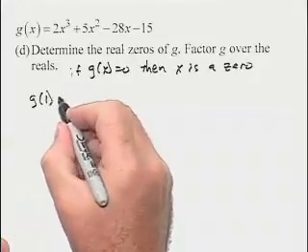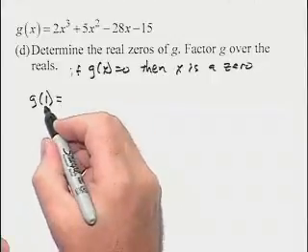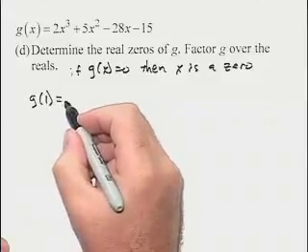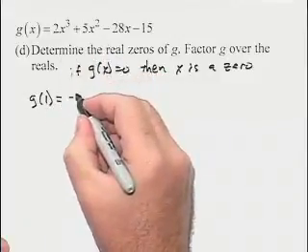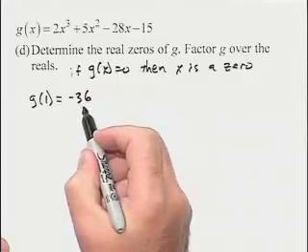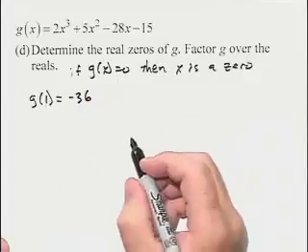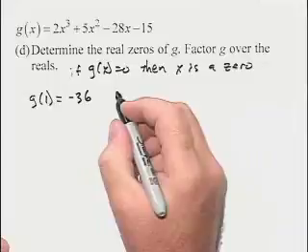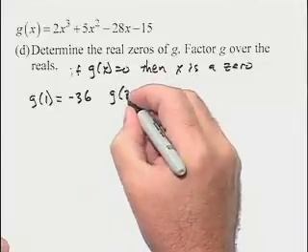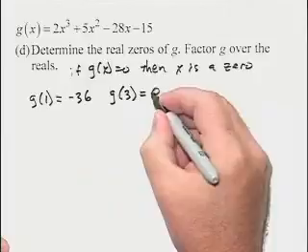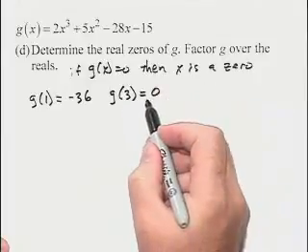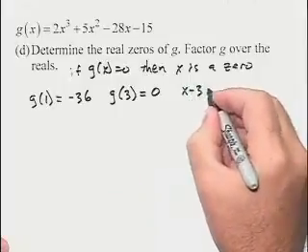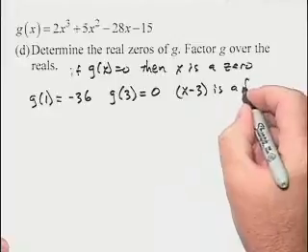We'll actually start with the positive integers. So we'll do g of 1. 1 is our first positive potential rational zero. That's an integer. We evaluate the function and we'll get negative 36. Since this is not equal to 0, we know that 1 is not a zero of g. The next positive integer potential zero is 3. We evaluate g of 3, we get 0. Since g of 3 equals 0, we know 3 is a zero of the function. Therefore, x minus 3 is a factor.